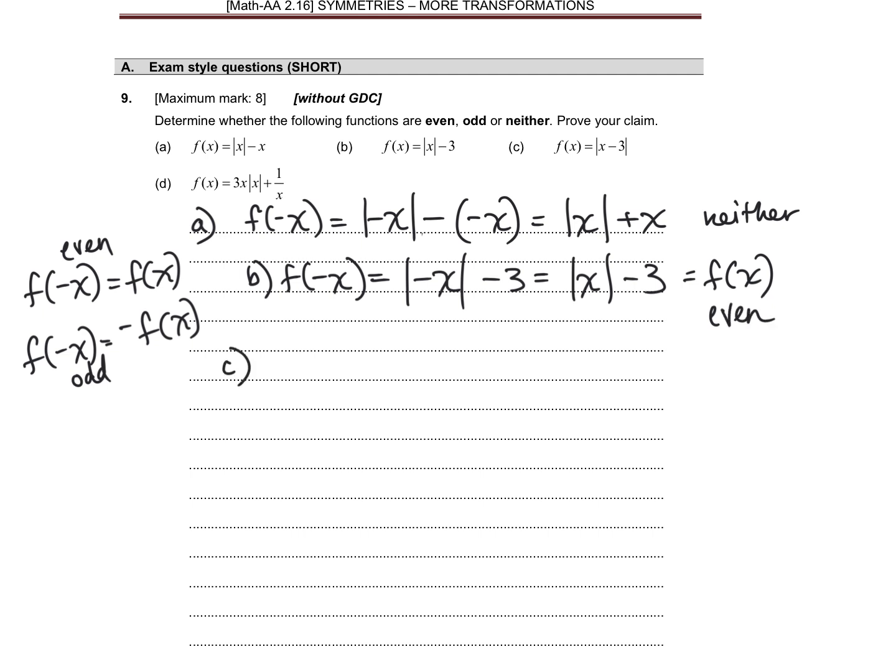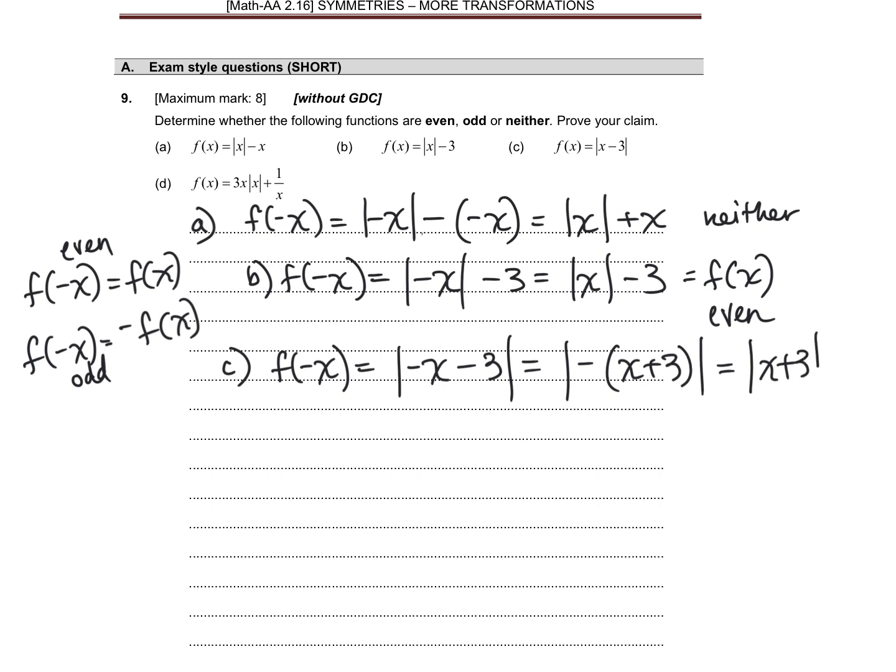For c, we're going to have absolute value of negative x minus 3, and we can factor out a negative 1, which is equal to the absolute value of x plus 3. So again, this is neither f at x nor negative f at x.